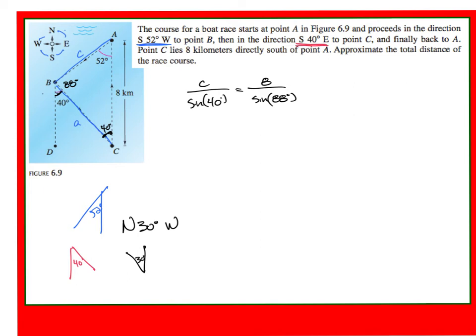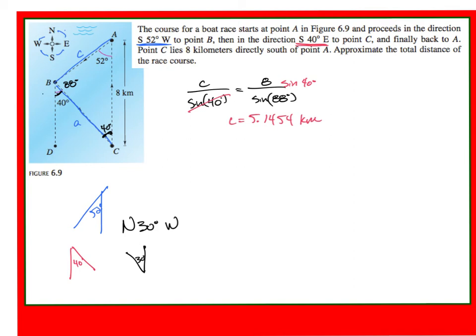What do we multiply by? Sine of 40 degrees. Good. And now type it into your handy dandy calculator. What do we get for side C? 5.1454. All right.